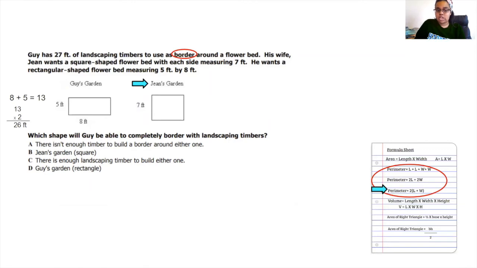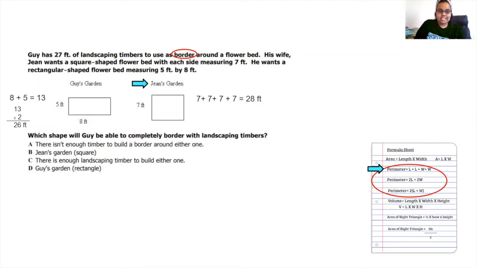If I look at Jean's garden, it's a square, which means that I have one side, and I know that if this side is 7, all my other sides of this square are going to be 7 too, because the square has 4 equal sides. So I'm going to use my first formula. I need to add 7 4 times, or multiply 7 times 4, which is going to give me 28 feet. So it takes 28 feet to build Jean's garden and 26 feet to build Guy's garden.